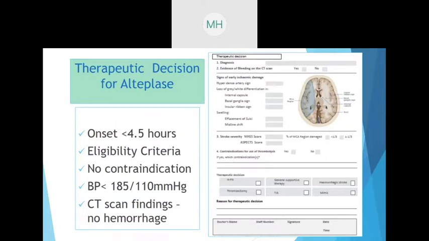Eligibility criteria, we will show you the long list of those criteria. Then no contraindication for alteplase, good blood pressure control, CT scan finding of no hemorrhage or ASPECTS of 8 and above.